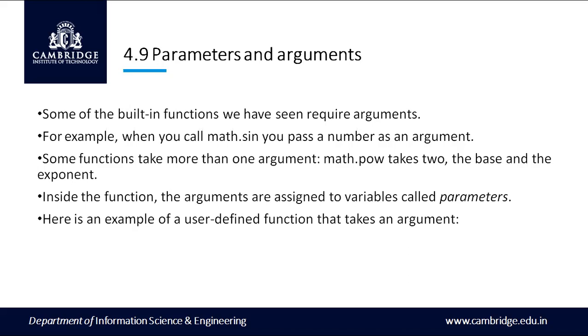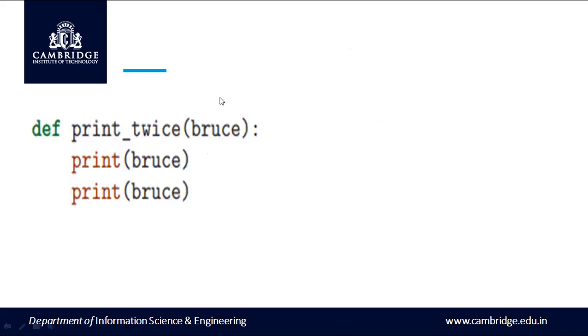Some functions can take more than one argument. math.pow, that is the power function, takes two arguments: one is the base and the other one is the exponent. Inside the function, the arguments are assigned to variables called parameters. Here you can see bruce is the parameter for the function print_twice. It prints bruce twice. So what does this function do? It prints whatever parameter is passed, twice.